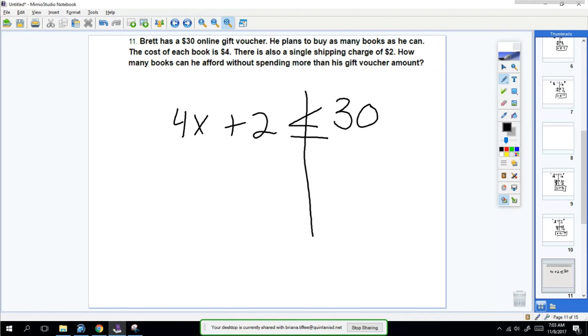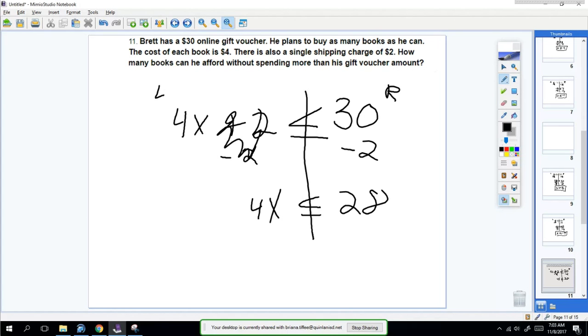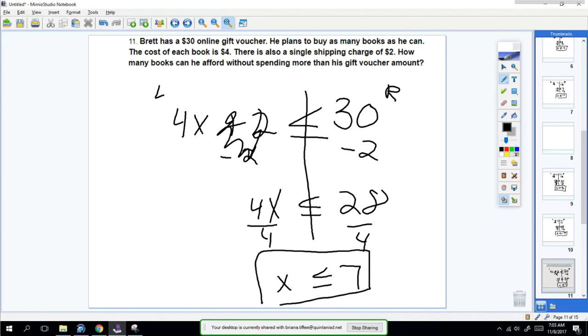So you're going to draw your line. You got a left side and then you got a right side. You're going to subtract 2 from both sides. So this cancels out. You get 4x is less than or equal to 28. And then you're going to divide 4 to both sides. X is less than or equal to 7. Excuse me, not $7, 7 books. So he can buy a maximum of 7 books. He doesn't have to buy all 7 books. He can buy 6, 5, 4, 3, 2, 1. Okay? Or even 0. It does not matter. He just cannot exceed 7 books.